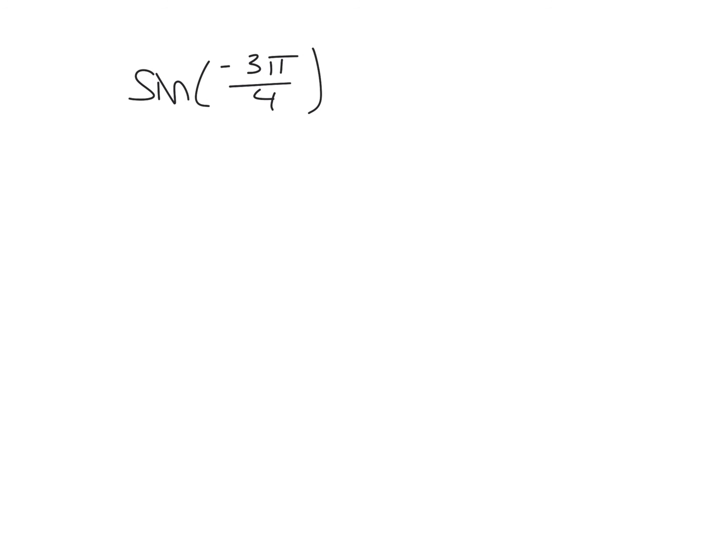Okay, one more example. Sine of negative 3 pi over 4. Make our lives easier, and we can use our identities that we've been doing. So sine of negative theta, as we know, is negative sine theta, right? So I can move the negative up front, and we all know what sine of 3 pi over 4 is. It's root 2 over 2. So therefore, your answer would just be negative root 2 over 2.